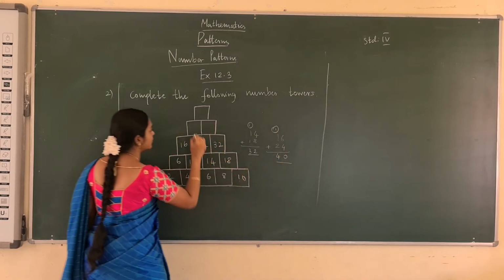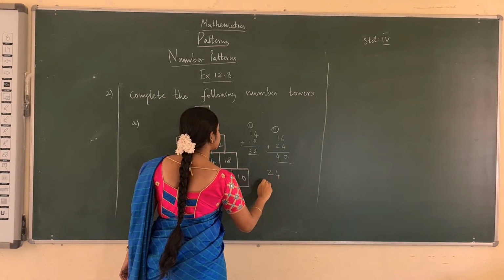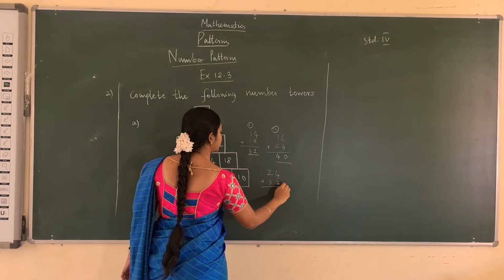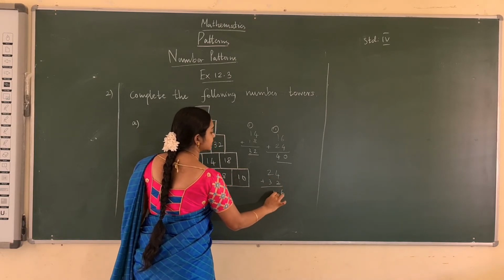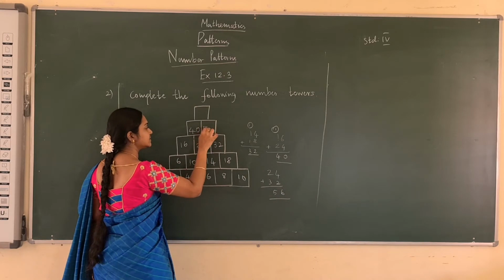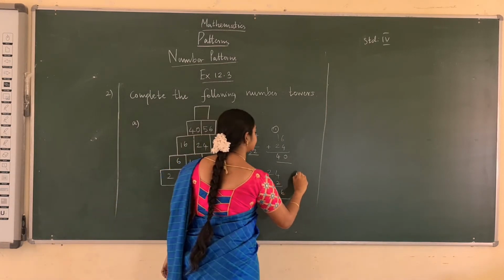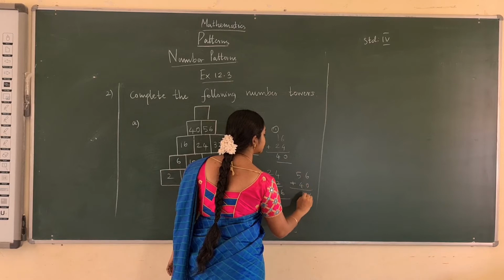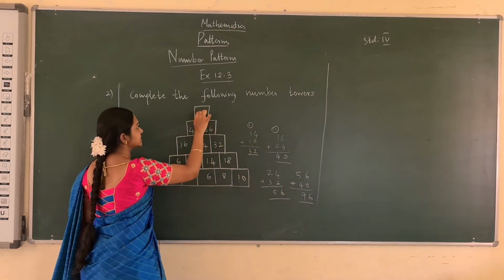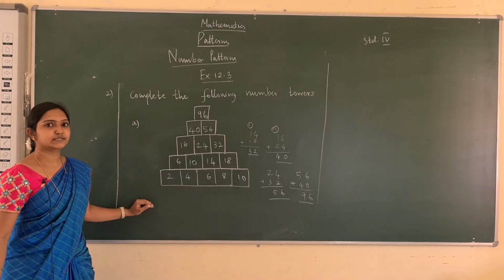So it is 40. Here 24 plus 32. 4 plus 2 is 6. 3 plus 2 is 5. So here it is 56. Next we have to sum 56 and 40. 0 plus 6 is 6. 5 plus 4 is 9. So it is 96. In this way we have to fill the number towers.